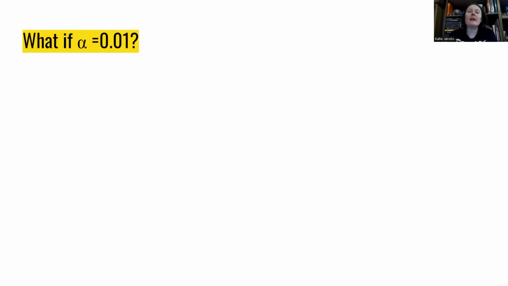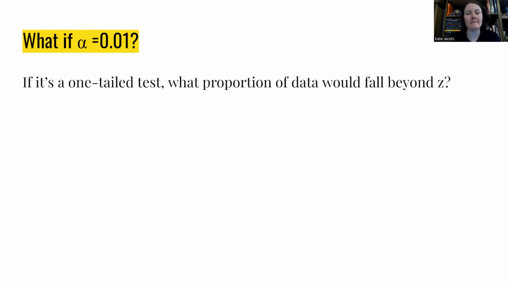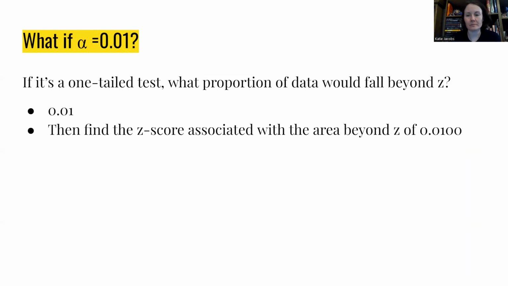Okay, so what if our alpha level is 0.01? Remember, we can use an alpha level of 0.05 or 0.01. We're going to use this to practice. For this class, we're usually just going to use an alpha level of 0.05, but I wanted to get us some more practice using this table. So if it's a one-tailed test, what proportion of our data would fall beyond z? Think about that real quick. Pause me if you need to. We're doing Dora the Explorer again. All right, so 0.01 or 1% of the data falls beyond that z-score.